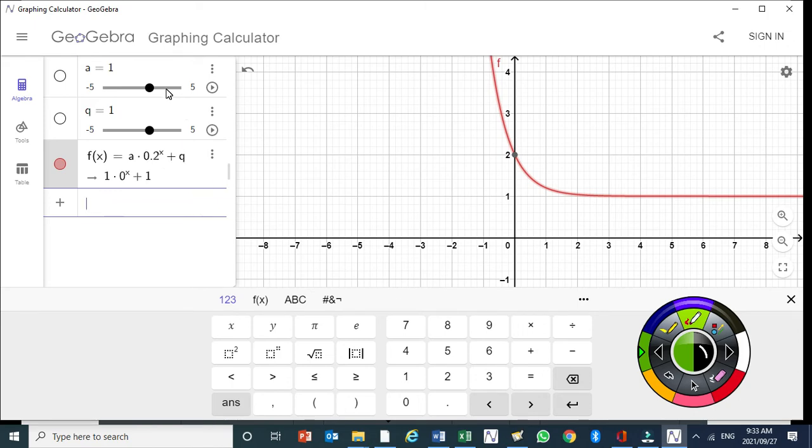All right, let's start with changing a. I want you to look at what's going to be happening.